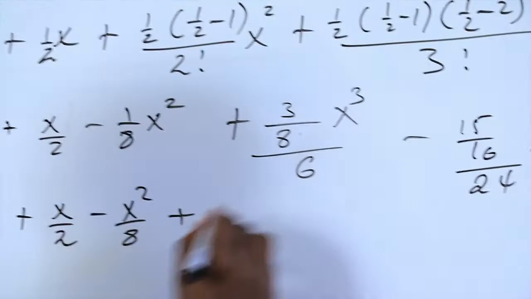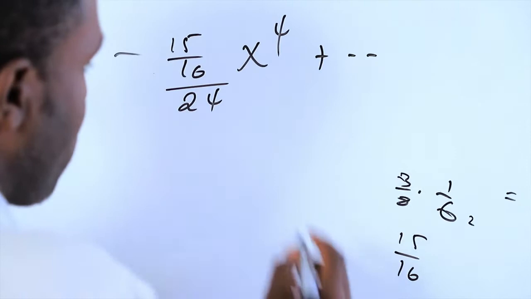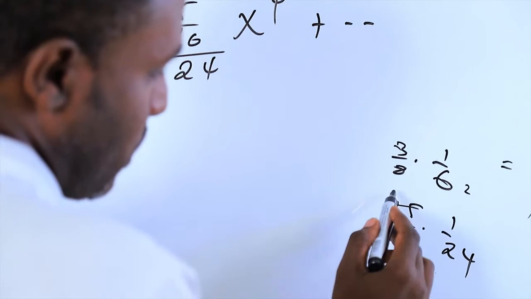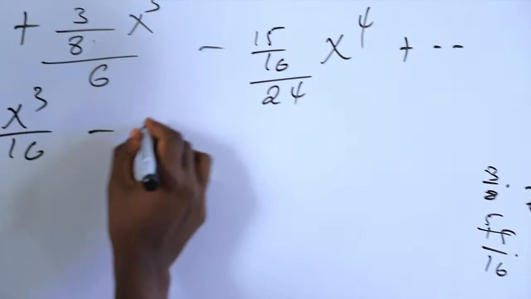And then the next part in the same function here, negative 15 over 16 divided by 24 means times 1 over 24. When you simplify it by 3, 15 is 5, and 24 becomes 8. So simply 5 over 16 by 8 is 128. So your answer should be simply x raised to 4 over 128 plus and so on.